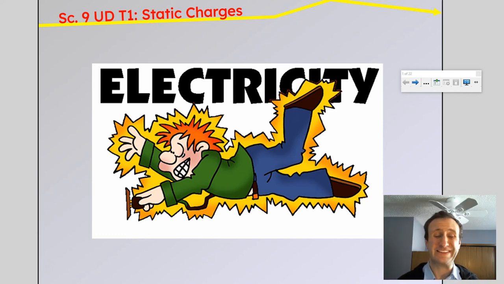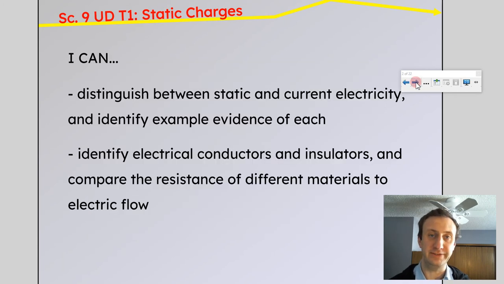This is the first topic of this unit talking about all kinds of electricity, but we're going to start out by understanding static electricity and what it is and how it works. So at the end of this, hopefully you will be able to distinguish between static and current electricity. We're going to talk more about current electricity later, and identify example evidence of each, and then identify electrical conductors and insulators and compare the resistance of different materials to electric flow.